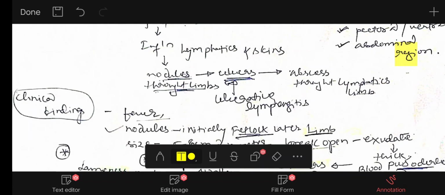Thereby, it produces nodules throughout the limb, and those nodules will become ulcers. Therefore, this disease has got the name ulcerative lymphangitis. Later on, abscesses will be formed throughout the lymphatics of the limb.